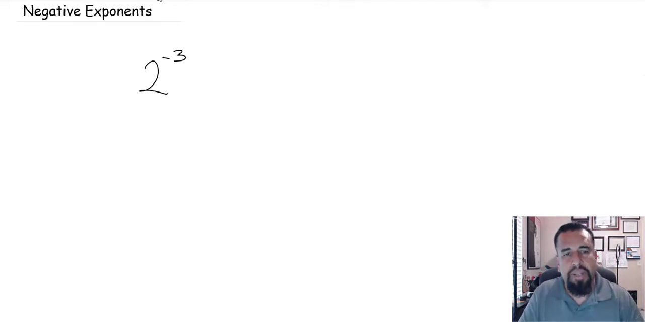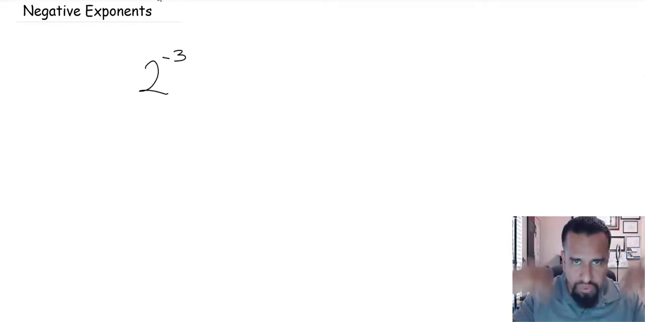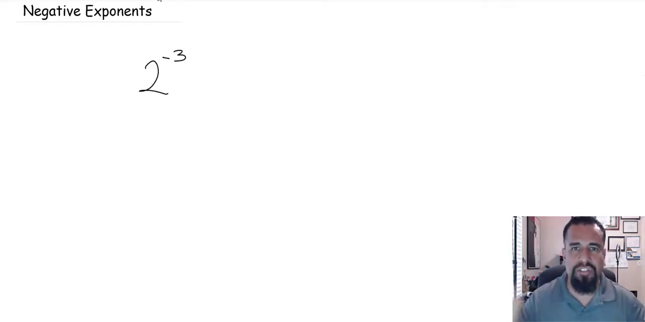All right, negative exponent. What I want you to be thinking of is opposite. What I do not want you to be thinking of is negative numbers. Negative exponents have nothing to do with negative value. So get that out of your head. There's no negative values here. They're all positive. And we're going to keep it positive.